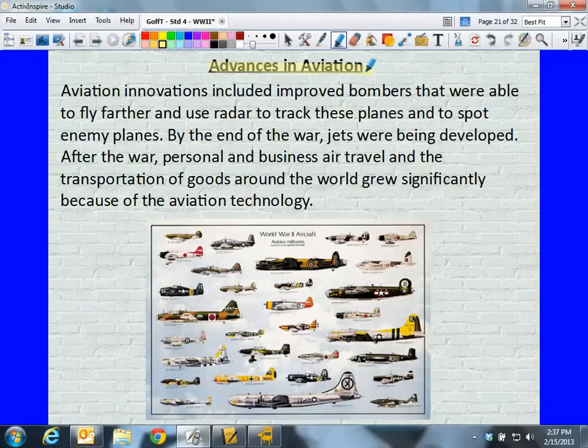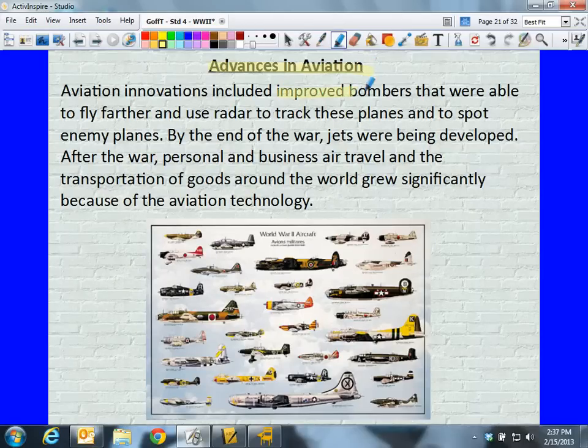So I want you to think about aviation, the ability for aircraft. We spent some time in class talking about this idea with the DBQ on the attack on Pearl Harbor. The aviation innovations included improved bombers that were able to fly farther and use radar to track these planes and to spot enemy planes. By the end of the war, jets were being developed. After the war, personal and business air travel and transportation of goods around the world grew significantly because of aviation technology.